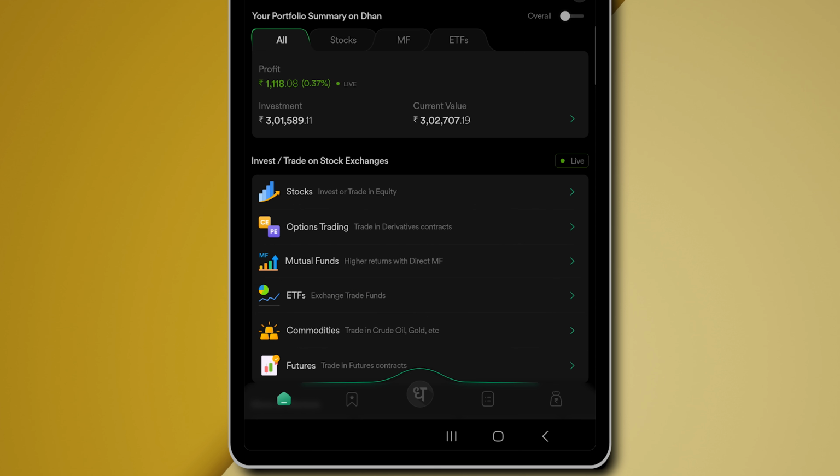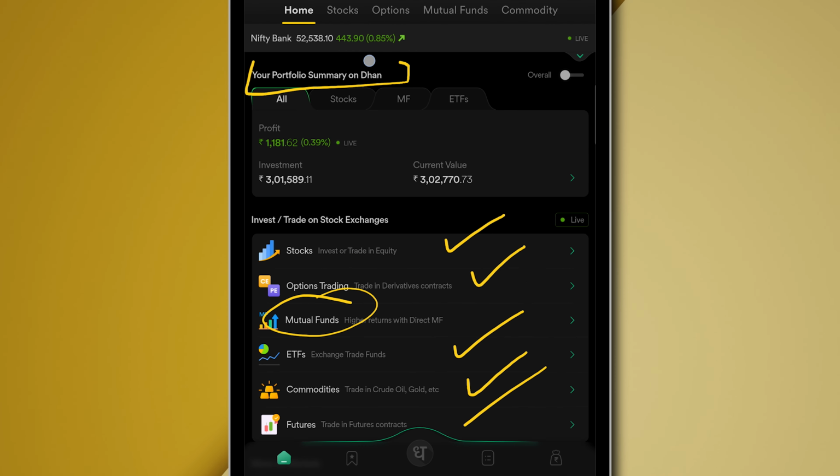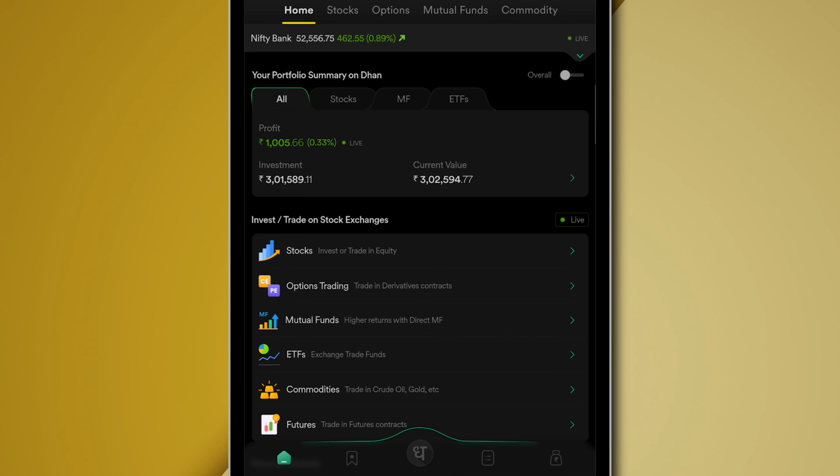As you can see, this app allows me to do stock trading, options trading, buy ETFs, commodities, futures. So there are a lot of options over here. Mutual funds is a dedicated option and I can go to that screen. When I look at my portfolio here, again, I can look all of them together, or I can look at stocks, mutual funds and ETFs separately as well. So I will now go ahead and click mutual funds over here.